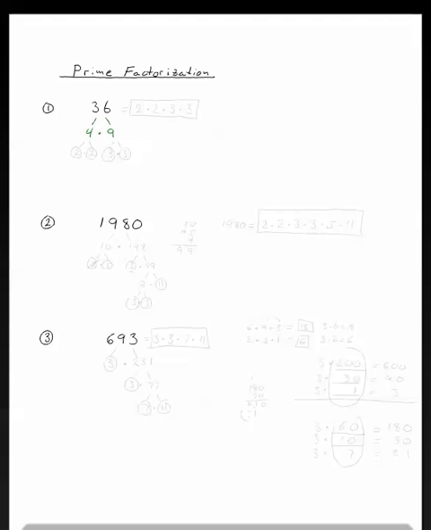Now I have to ask myself, with these numbers, can 4 be broken down further? Yes, it can. 4 is 2 times 2. But 2 is a prime number, and my prime numbers I circle. 9 can also be broken down further. It's 3 times 3, and 3 is also a prime number. So my prime factorization is 2 times 2 times 3 times 3.